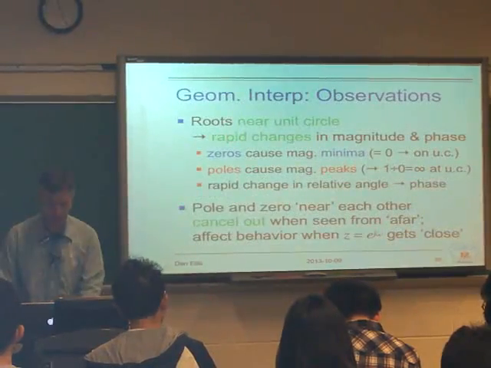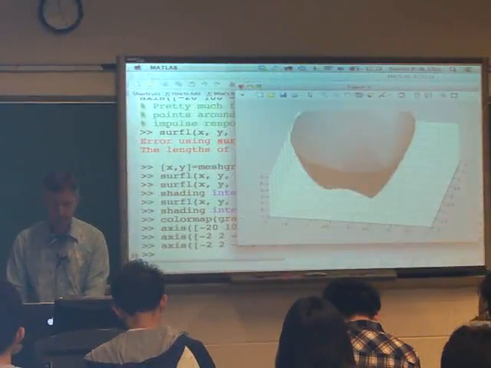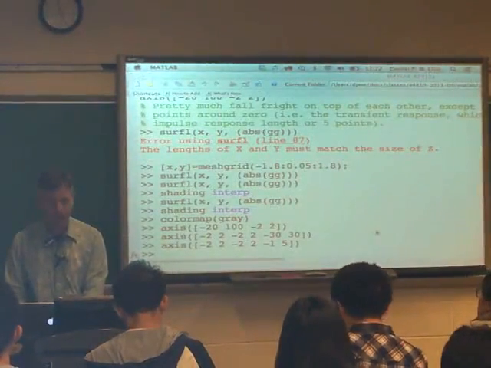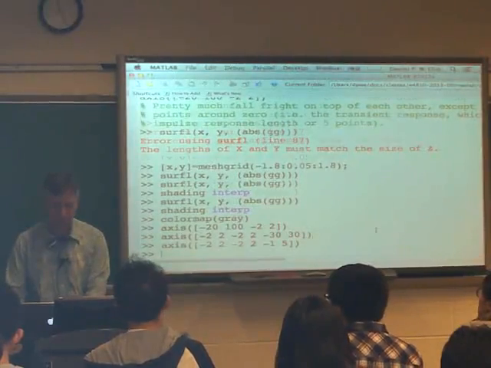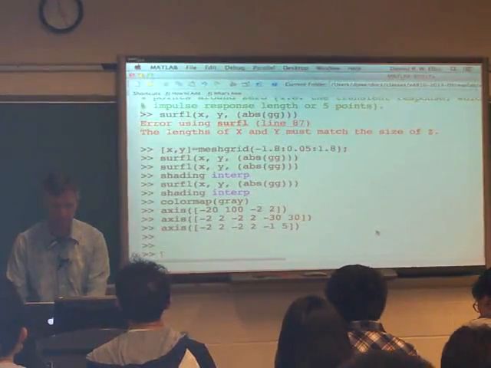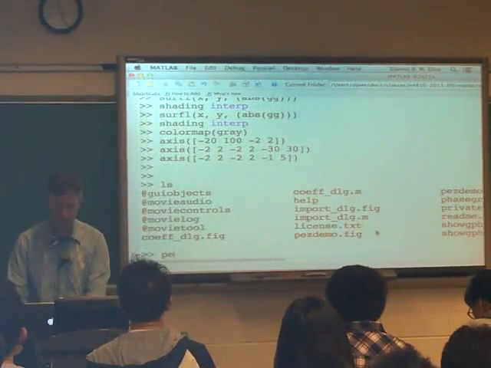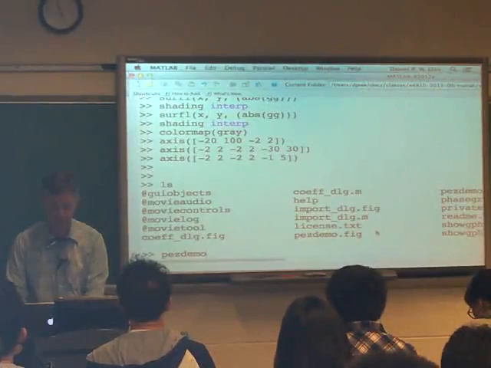Okay, so the last thing I want to show you is this tool which was put together by some people from Georgia Tech. There's a link to it on the class website.